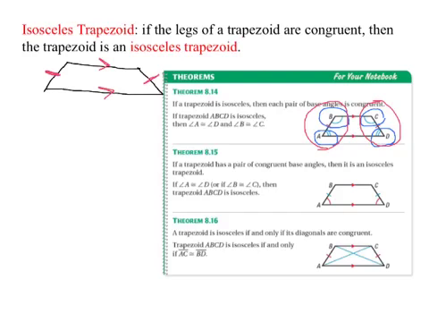Theorem 8.15, if a trapezoid has a pair of congruent base angles, then it's an isosceles trapezoid. So if A and D are congruent, then you can say AB and CD are congruent. You can also say if B and C are congruent, then AB and CD are congruent, and it's an isosceles trapezoid. Theorem 8.16. A trapezoid is isosceles if and only if its diagonals are congruent. So you can measure the diagonals, and if they're equal, then it's an isosceles trapezoid.